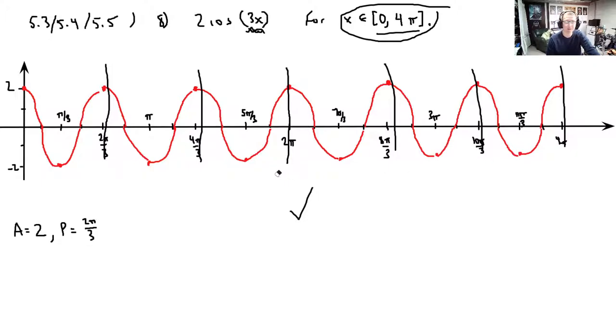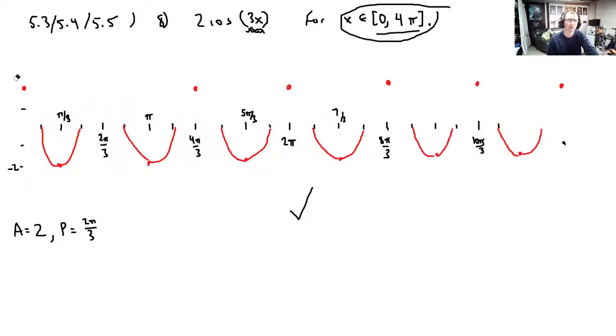And then because I know what cosine looks like, it just goes back and forth. It waves back and forth through those max and min. Okay, I'm not expecting you're a computer. I don't expect this to be pixel perfect. Okay, so this would be completely sufficient graph.